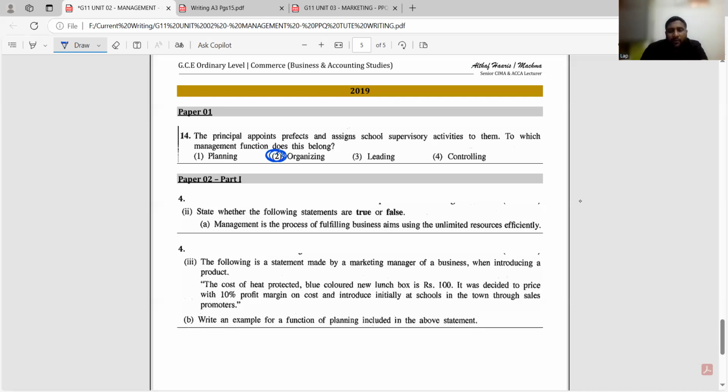State whether the following statements are true or false. Management is a process of fulfilling the business aims using not unlimited resources, no, limited resources. So that's a false statement. Next one.